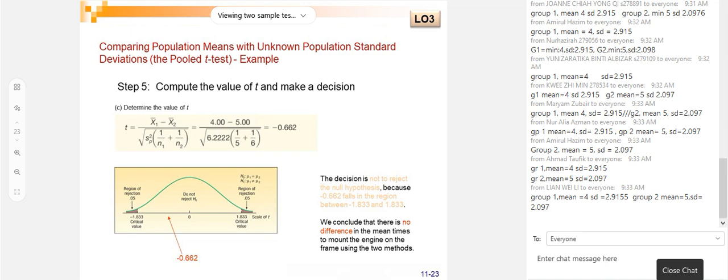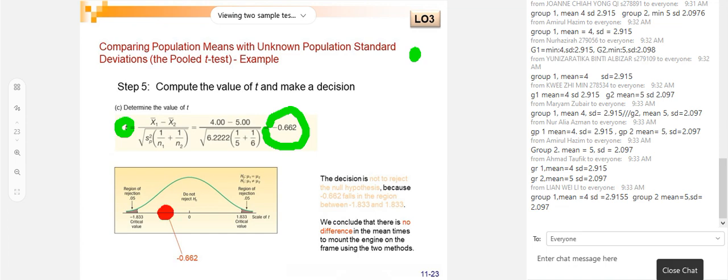Okay. At the end, we put into the formula T. So X bar group number 1 minus group number 2, SP power by 2, just now we get 6.22 divided by 1/5 plus 1/6, we get minus 0.662. Minus 0.662 somewhere this area, duduk dekat sini. Somewhere this area lah.